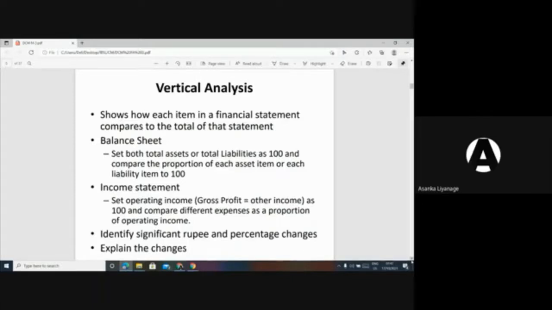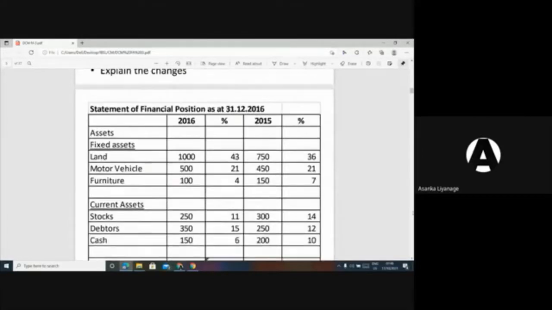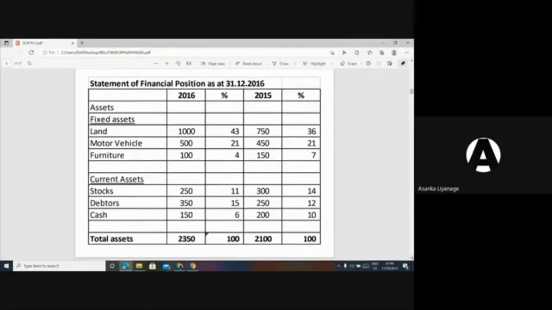We'll see an example. Then thereafter, when you are comparing two years' figures, you can have the differences between the two years' figures on these percentages. Now, this is the example we are going to see.